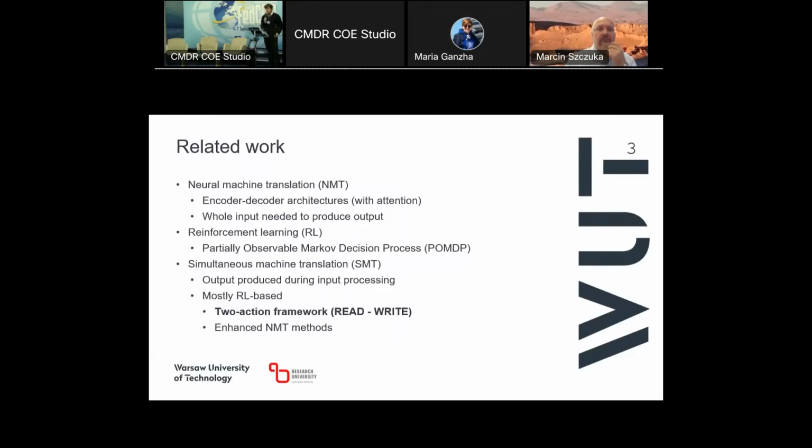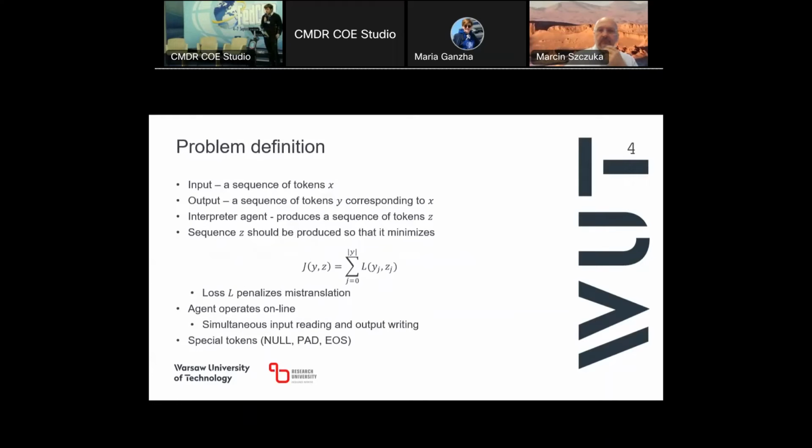In this, the most common is the two-action framework, in which the agent has two actions: read for reading the next token from the input sequence and write to write the new token to the output sequence. There are also some methods that enhance the NNP methods to become SNP, but today we'll focus on this two-action framework.